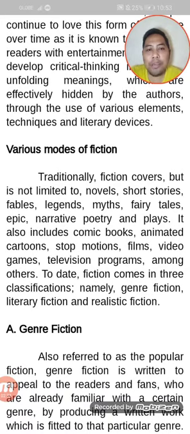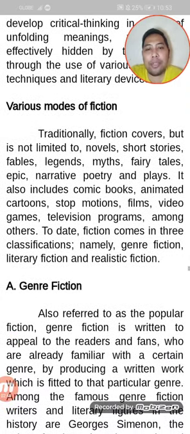Traditionally, fiction covers but is not limited to novels, short stories, fables, legends, myths, fairy tales, epic narrative poetry, and plays. It also includes comic books, animated cartoons, stop motions, films, video games, television programs, among others. To date, fiction comes with three classifications, namely genre fiction, literary fiction, and realistic fiction.